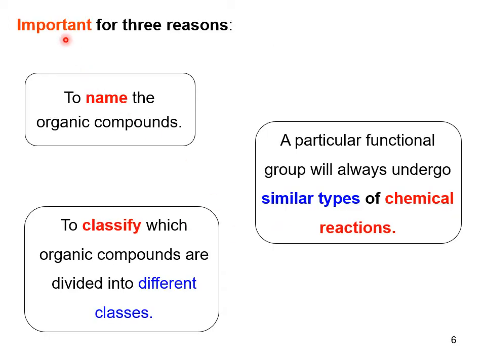Why is functional group important? First, to name the organic compound. Then, a particular functional group will always undergo similar types of chemical reaction, and it is easier for us to classify which organic compounds are divided into different classes.